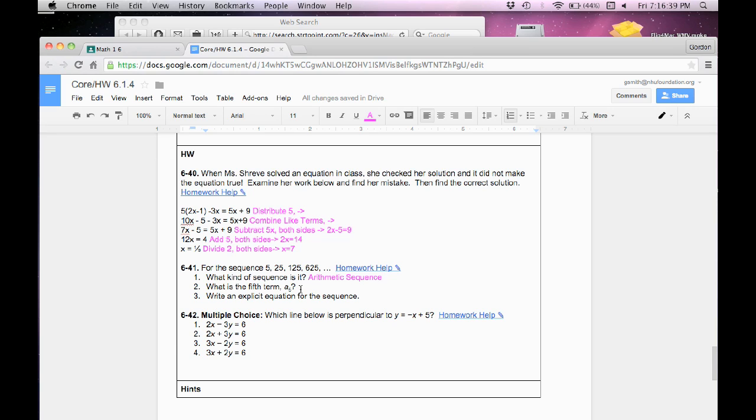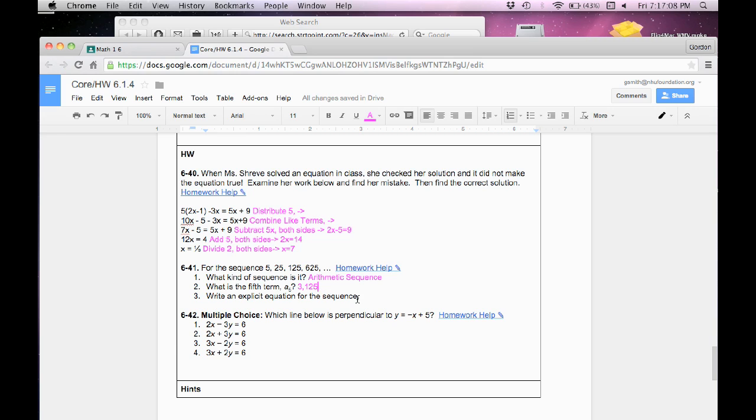So what is the fifth term? Well, if the first term is 5, then we got 5. So this is the second term, third term, fourth term. So basically, if we're multiplying by 5 every time, we'll just multiply by 5 one more time. So 625 times 5, anybody? I get, off the top of my head, 3,125. 600 times 5 is 3,000, and 25 times 5 is 125, so 3,125.